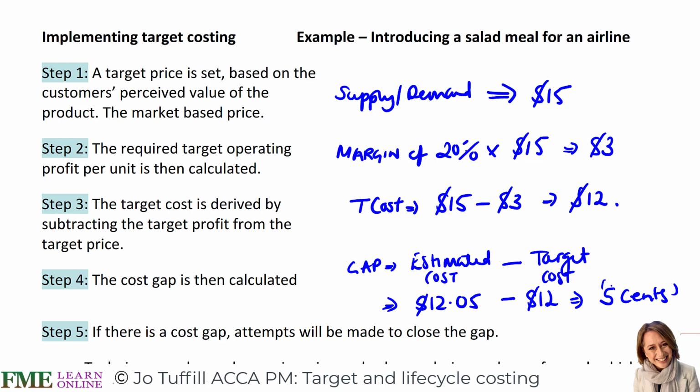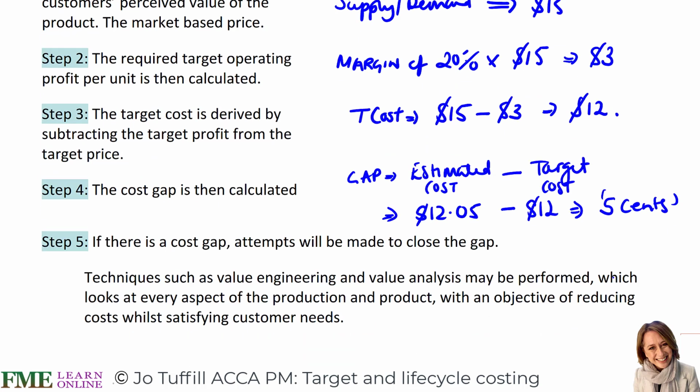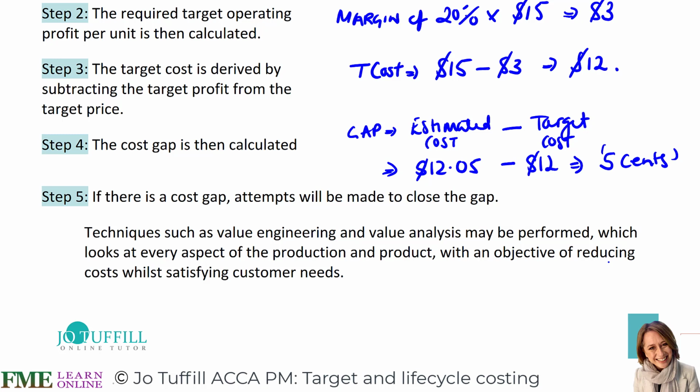Now that doesn't seem a lot to you, 5 cents, but it's 5 cents per meal. And these budget airlines do sell a lot of meals. So 100,000 meals sold would mean they're saving $5,000. So how do they close this gap, which is step 5? Now there are 2 techniques they can look at. They can look at value engineering, which is looking at the process and making it more efficient. And that's what Toyota did in their factories.